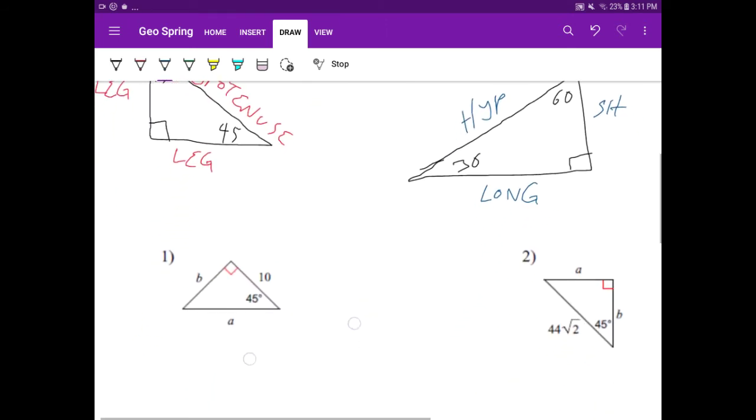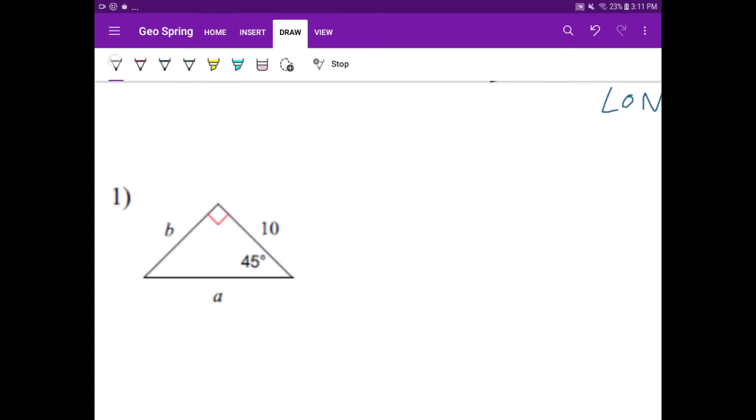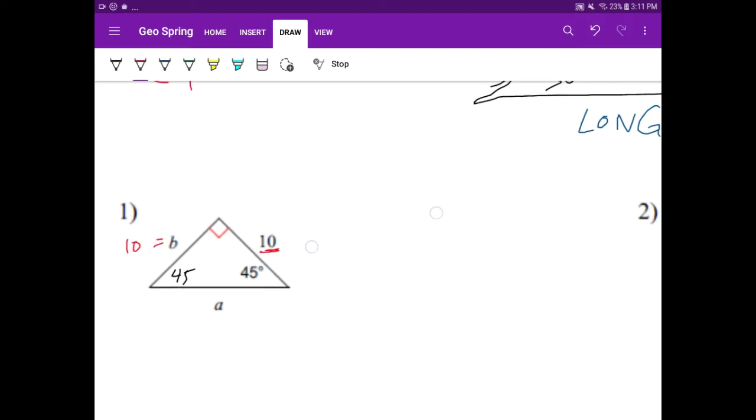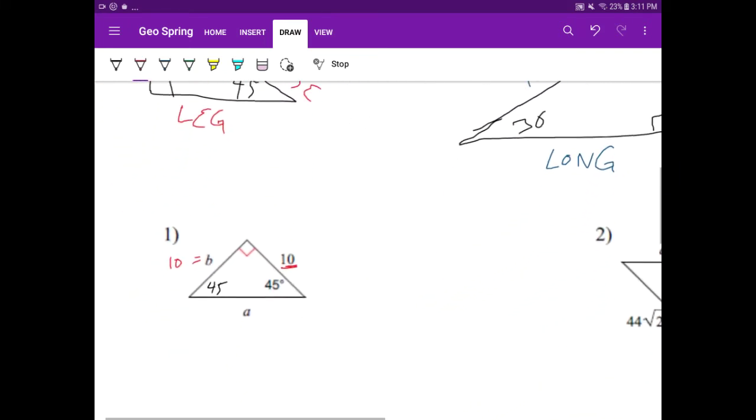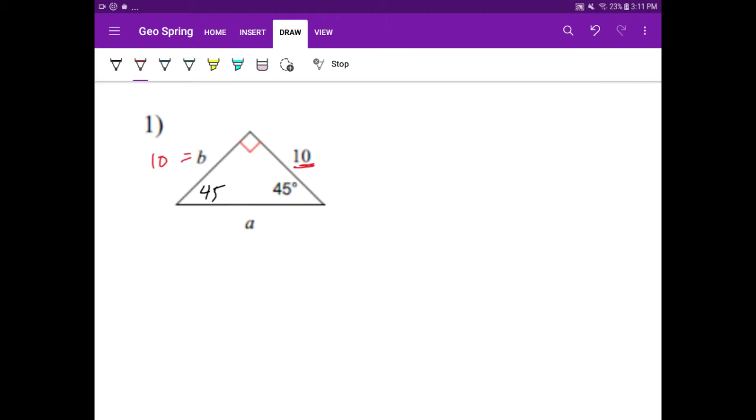With the 45, 45, 90, I think this is the easier of the two types. This is 45. These legs are the same. So if this is 10 here, this is also 10. If we want to find the hypotenuse, here's the formula: hypotenuse equals leg times square root of 2. Everything on this is just shortcuts. The hypotenuse is A, the leg is B, the leg is 10, so 10 square root of 2. So that's the answer.